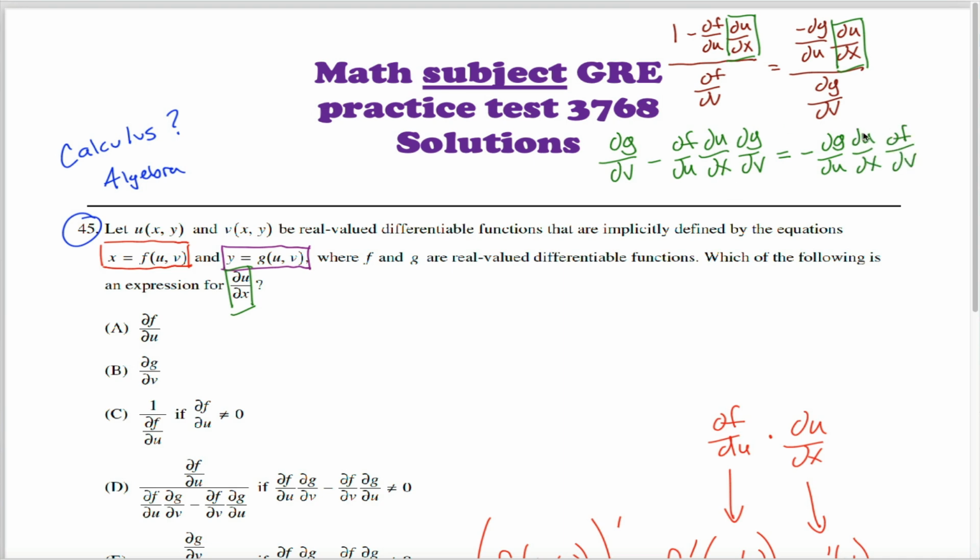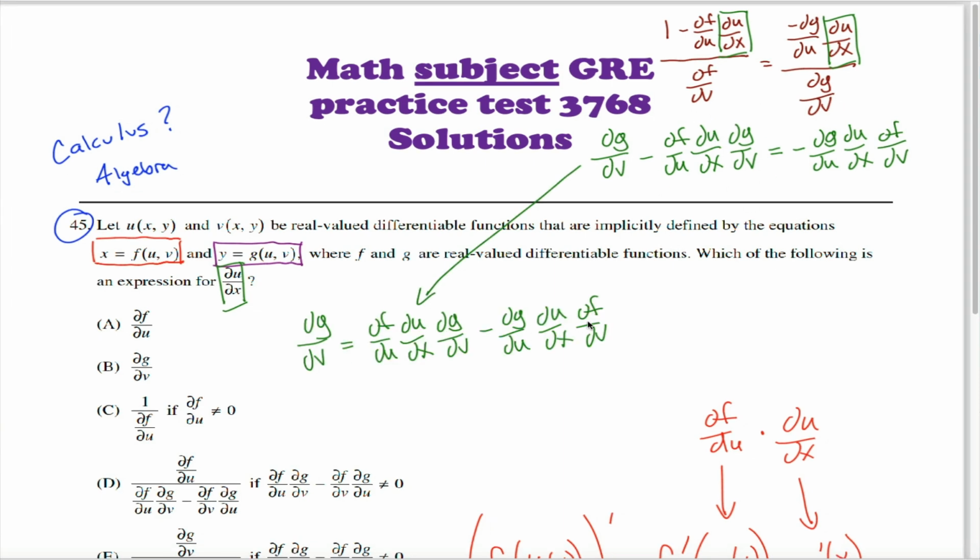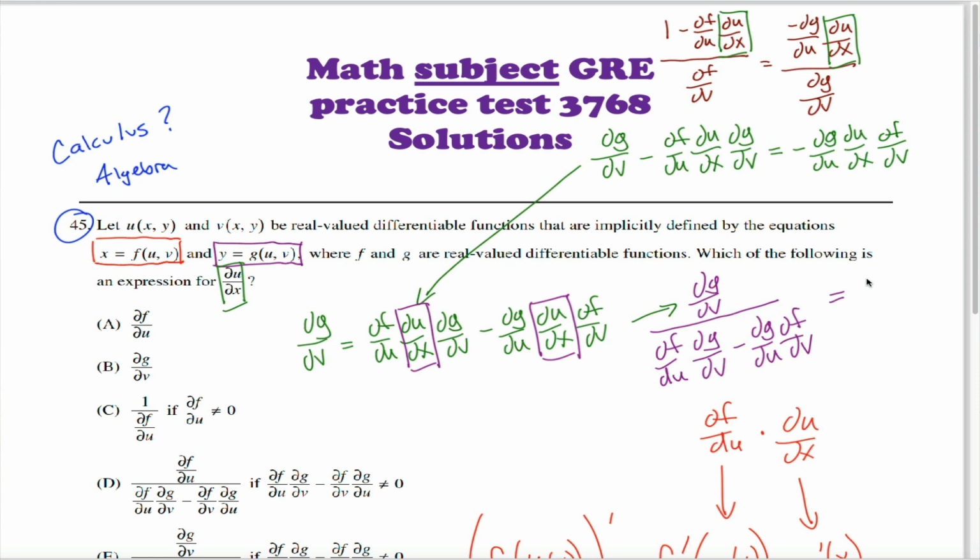Here's one of my du dx's, here's my other du dx. Let's move this term over to the right side of the equation. Over here, I guess. I don't want to write this too many more times, so I'm going to do two steps in one. I'm going to factor du dx out of each of these terms. I'll kind of pull this out in front. I'll have du dx times everything left over in green. And then I'm going to divide everything left over in green over to this side to get dg dv divided by df du dg dv minus dg du df dv. That whole thing is equal to du dx. That whole thing is the answer to this question.